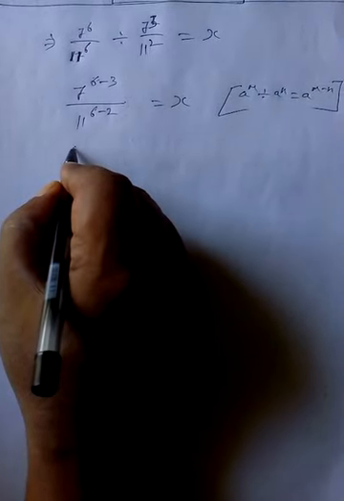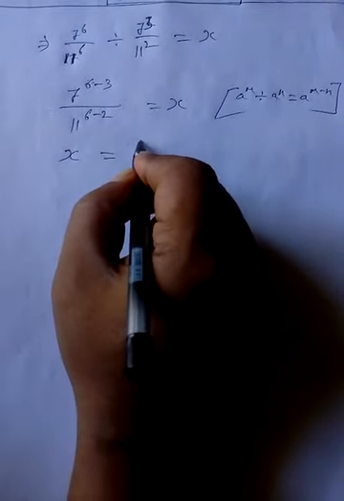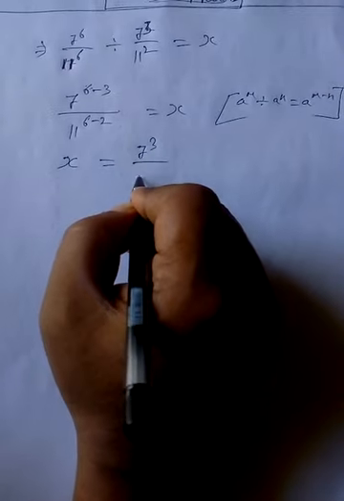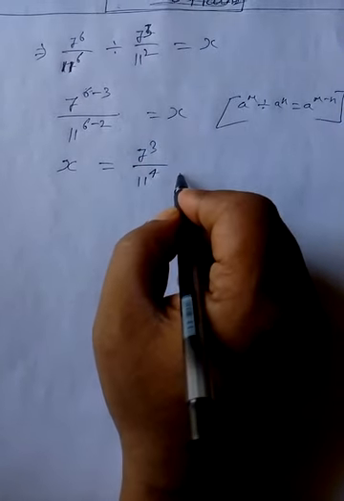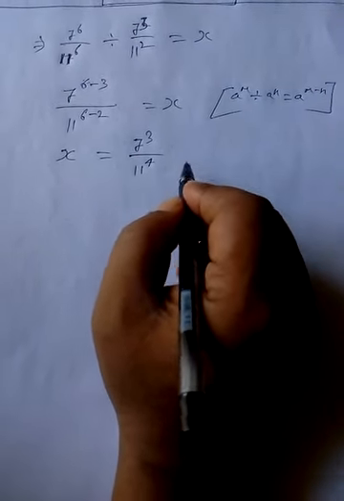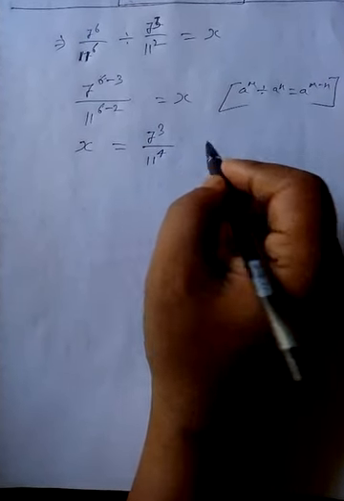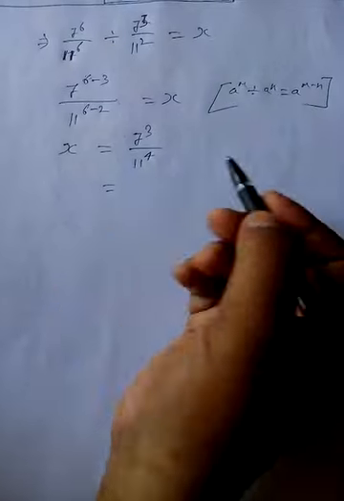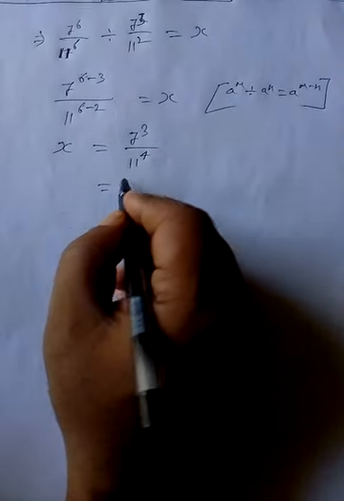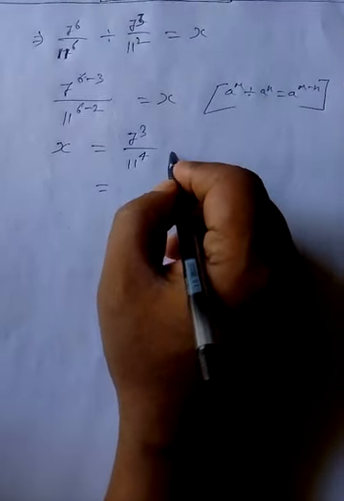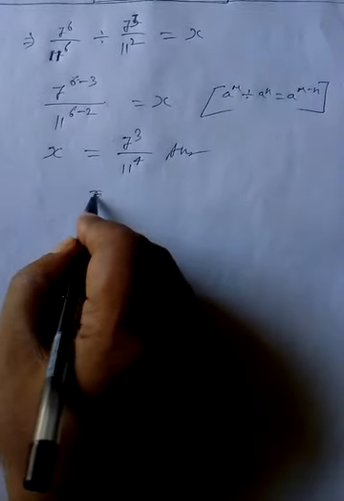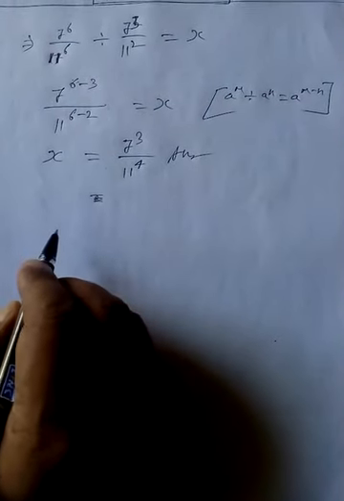So here it becomes x is equal to 7 raised to the power 3 upon 11 raised to the power 4, and you can leave it like this in the exponential form, or you can write it in the other form, but since it is 11 raised to the power 4, it is better to leave it here. This is the answer, x is equal to 7 raised to the power 3 upon 11 raised to the power 4.